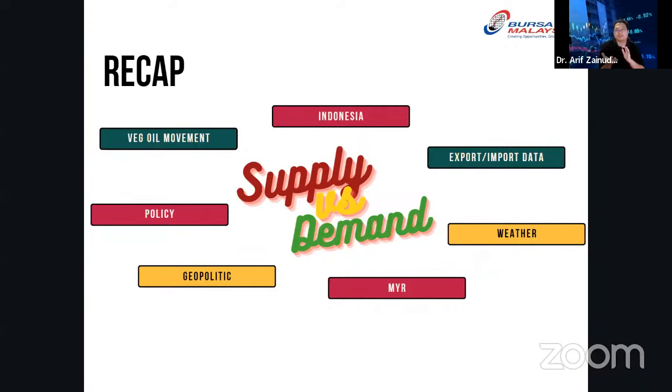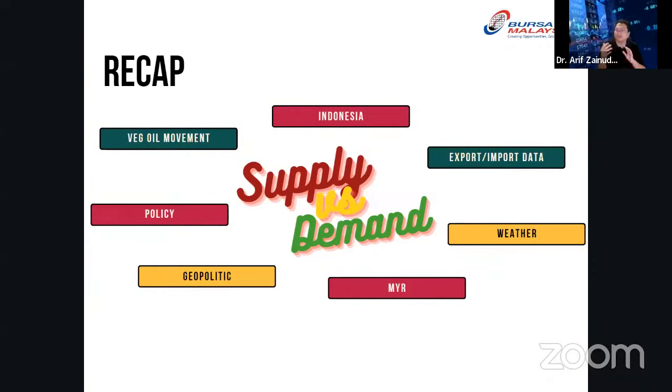Looking at the weather, we want to see weather events that are happening, like El Nino, La Nina, and floods. And then there's ringgit. We want to know whether ringgit is going up or going down, because it's going to have an effect on FCPO. Looking at the geopolitical issues, we want to know whether Russia is making attacks on Ukraine again or not, because that's going to have a direct effect on FCPO.